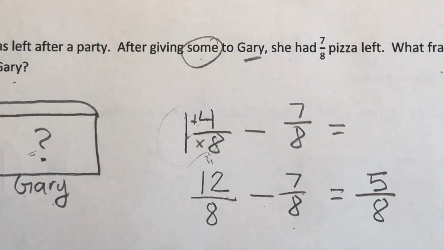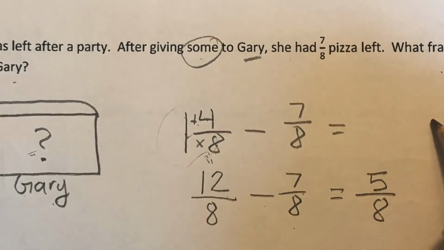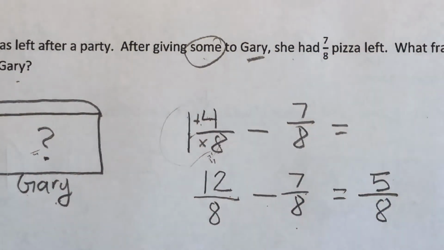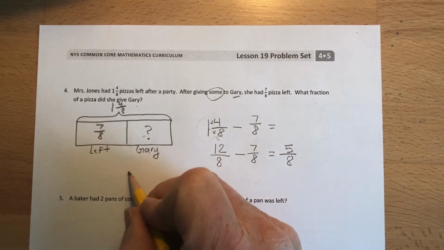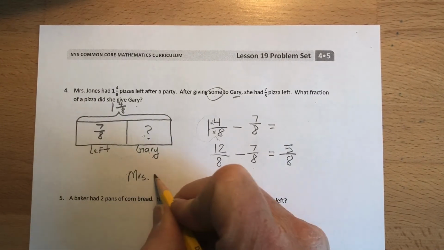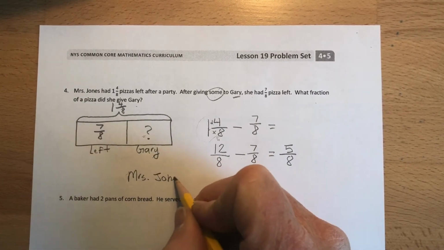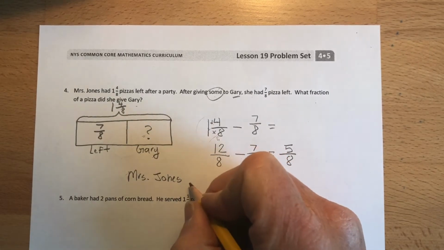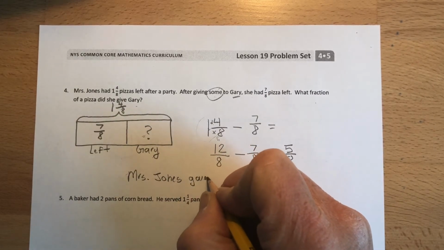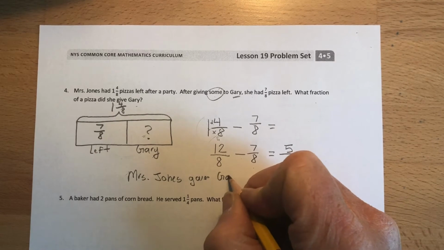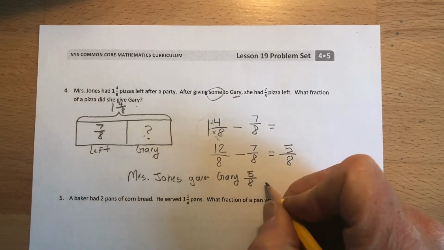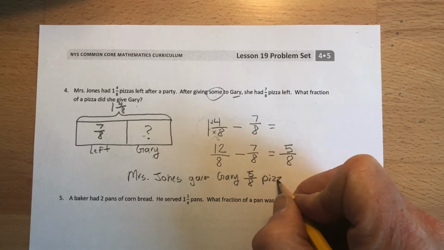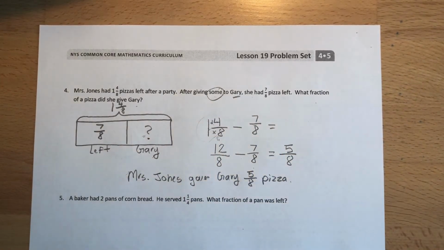Does that make sense? So, let me write it down here. Let me zoom back out again. Mrs. Jones gave Gary 5/8 pizza.